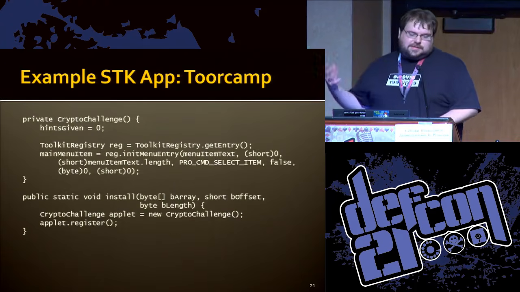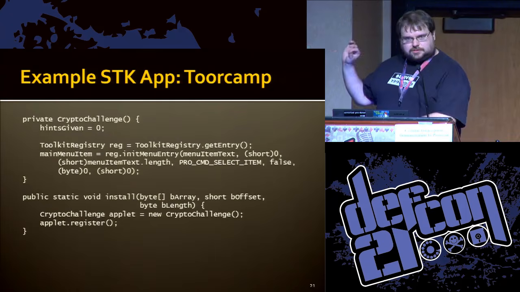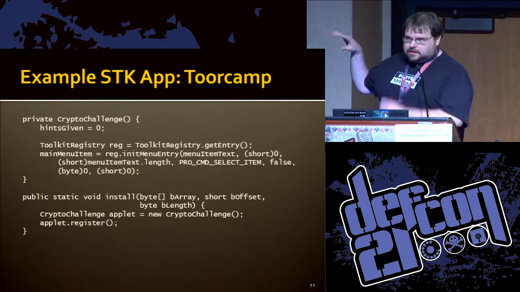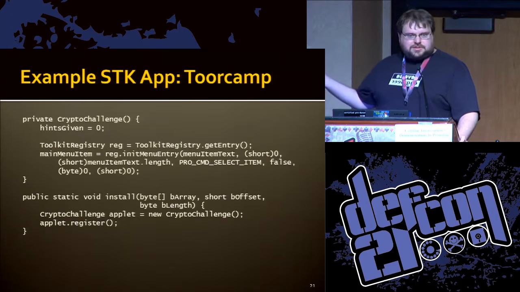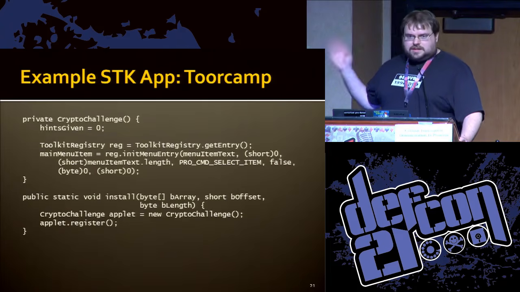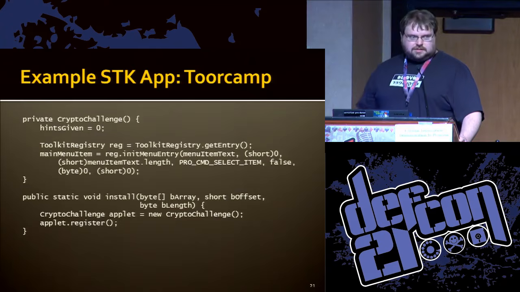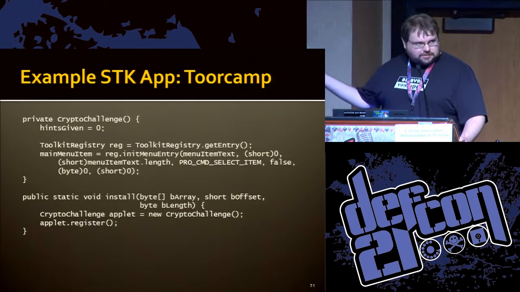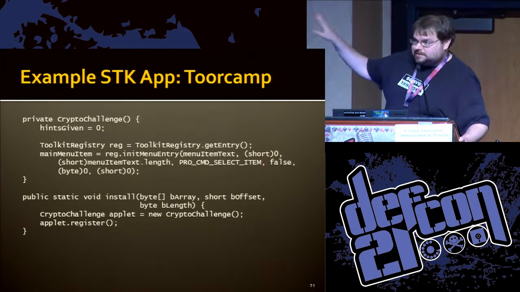And so basically the way that this TorCamp app works is, install gets called by the Java Card runtime when it gets installed. That registers itself with the runtime, so you can select the app. It also registers itself with the SIM toolkit. And a lot of this code here is just for reference later in the slides that will be available from our website, so you don't have to memorize any of this right now.